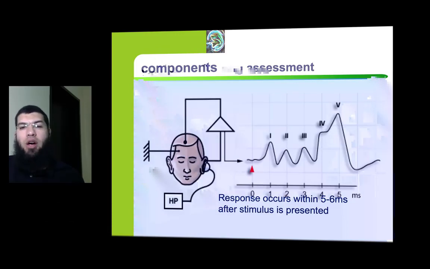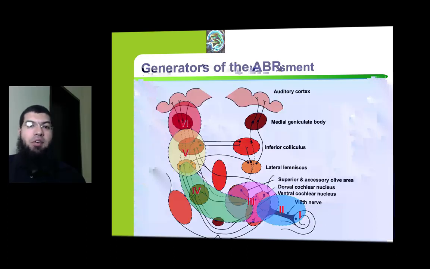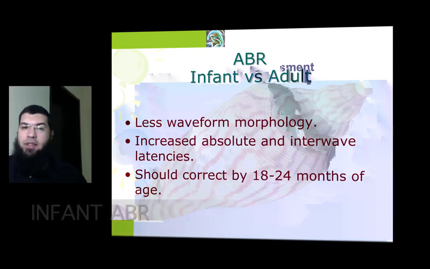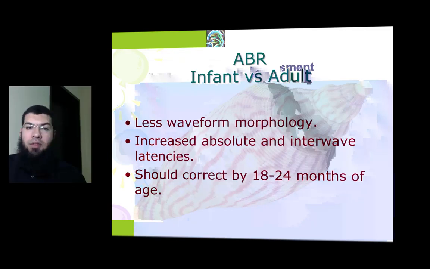These are the ABR waves. The 5 waves occur within 5 to 6 milliseconds after the onset of the stimulus. These are the generators of ABR. The adult form of ABR is reached within 24 months of age. The infant ABR shows less waveform morphology and increased absolute and inter-wave latencies.